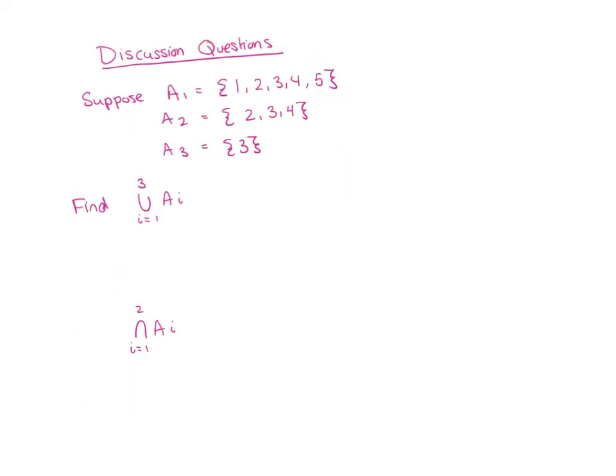All right, so here's our first discussion question for this section. I'm giving you 3 sets, A1, A2, and A3. I just want you to find the union from I equals 1 to 3 of AI, and then the intersection just from I equals 1 to 2, so not all 3 of them. I'm going to go ahead and post these Jamboard slides in advance. So if you'd like to go ahead and get your solution written up on these slides in advance, you're welcome to. You can find that in the Google Drive folder.